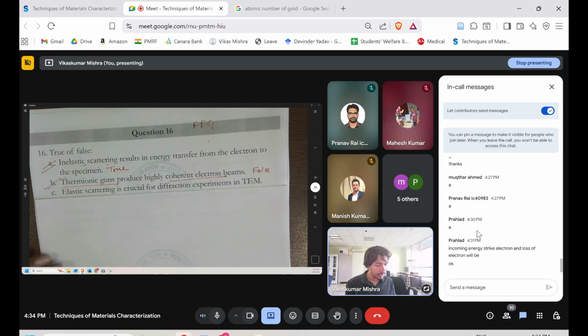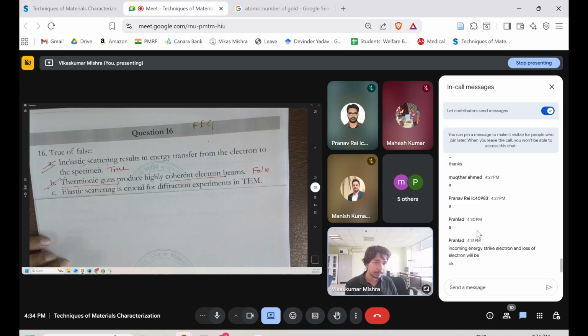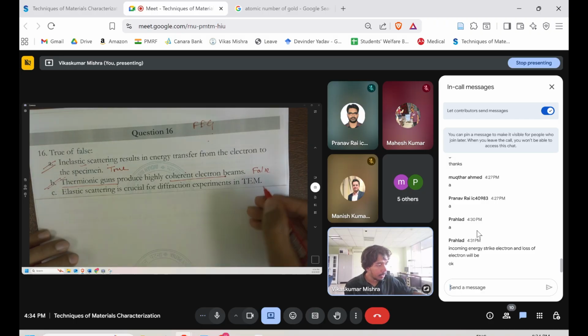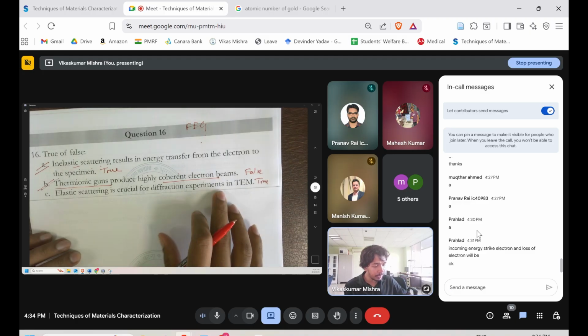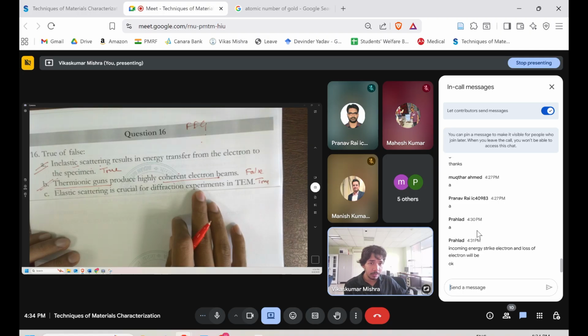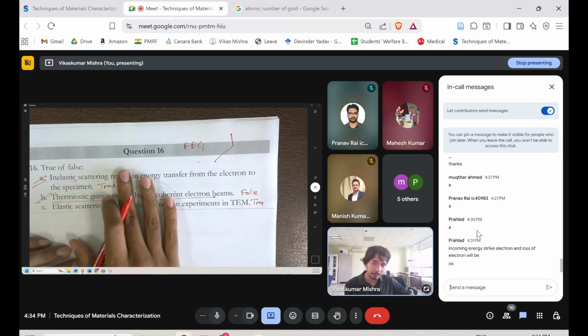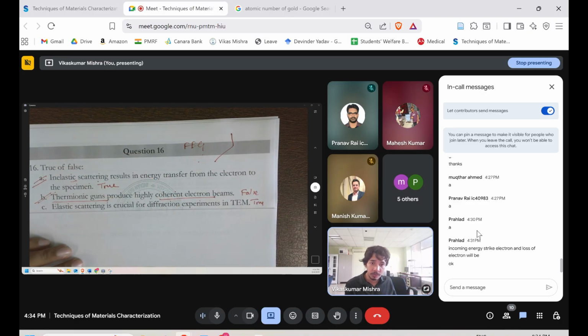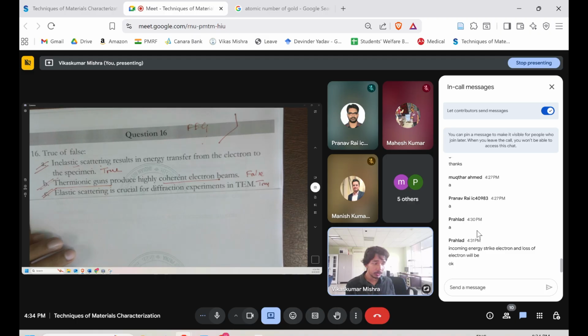Last, the third one. Elastic scattering is crucial for the diffraction experiment in the TEM. Yes, it is. When we discuss the TEM, we'll see that the diffraction which is happening is due to elastic scattering, which is crucial for diffraction. See, what we just said is that it will deviate from its path. This is the one which corresponds to the diffraction experiment. We are going to discuss in detail the reciprocal space, that is, how the diffraction pattern is formed. Those things will be there. Okay, so option C is true.